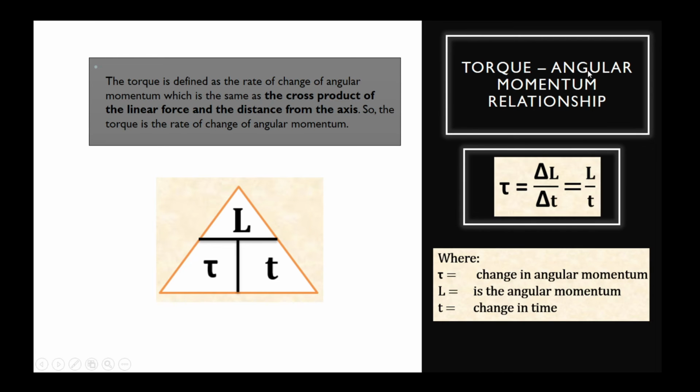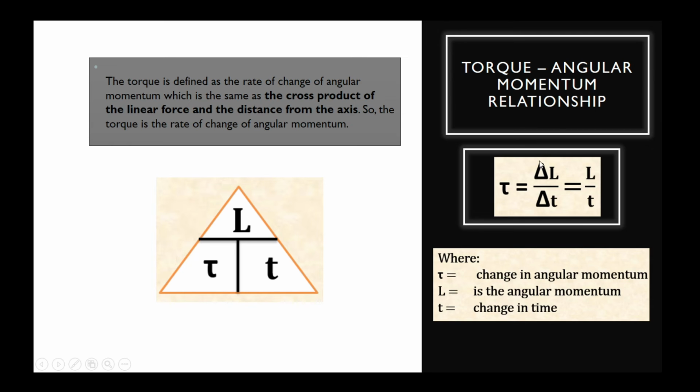Torque and angular momentum relationship. The torque is defined as the rate of change of angular momentum, which is the same as the cross product of the linear force and the distance from the axis. So the torque is the rate of change of angular momentum. Here is the formula: T is equal to delta L over delta t, wherein T is the torque, L is the angular momentum, and t is the change in time.